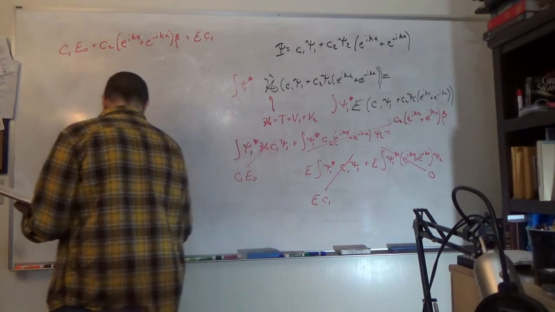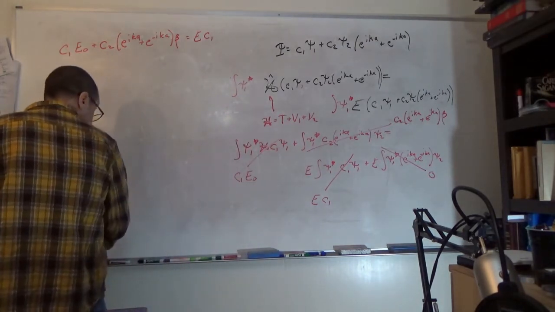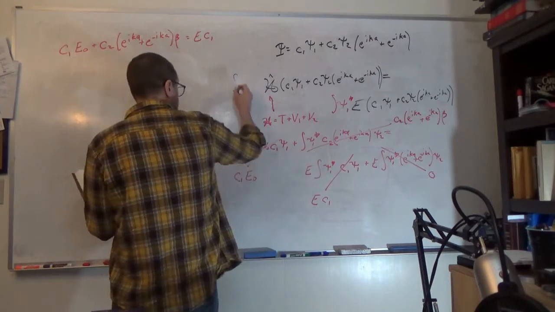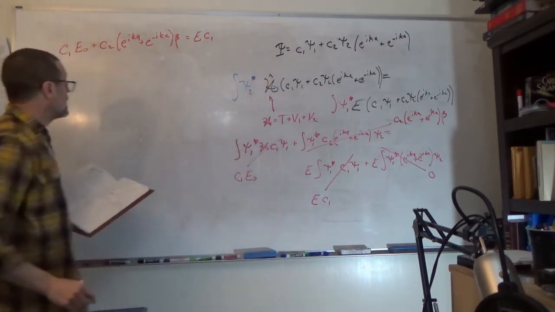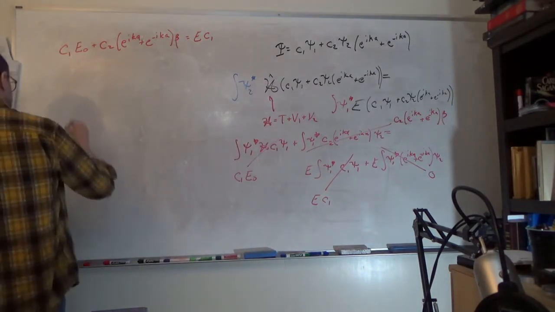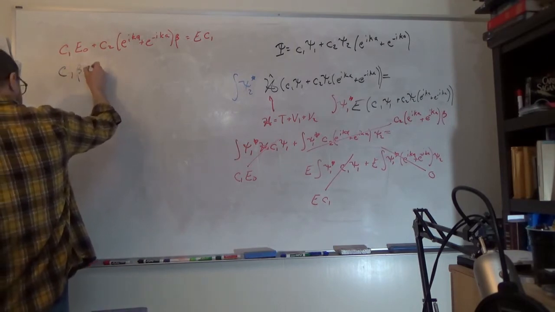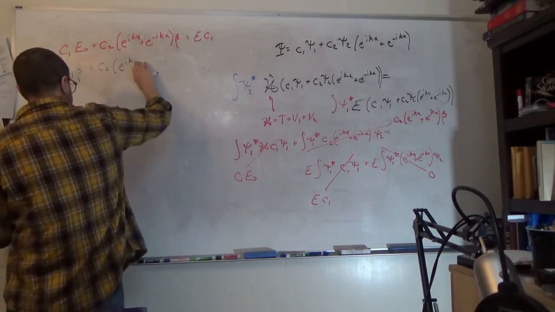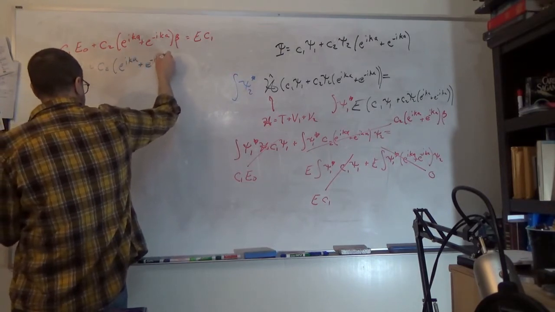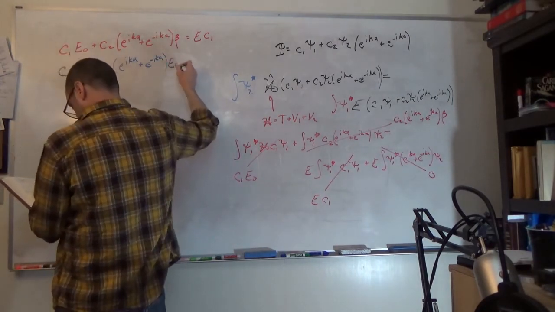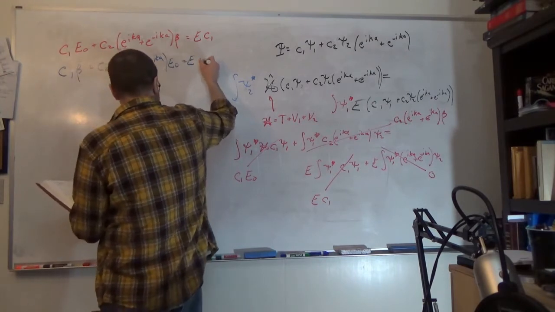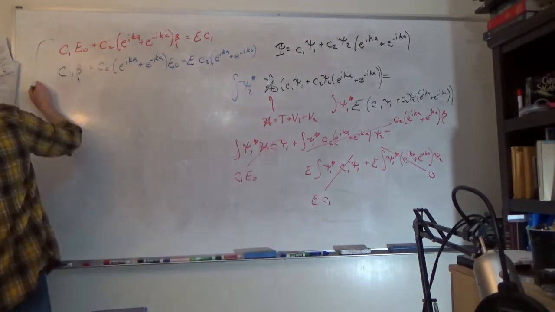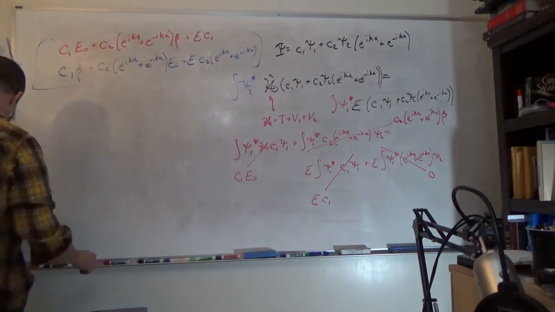Okay, and now we can do exactly the same, this time hitting the equation with the integral psi 2 star. And if we do that, we get the equation C1 beta plus C2 e to the i k a plus e to the minus i k a E0 is equal to E C2. We get these two equations.